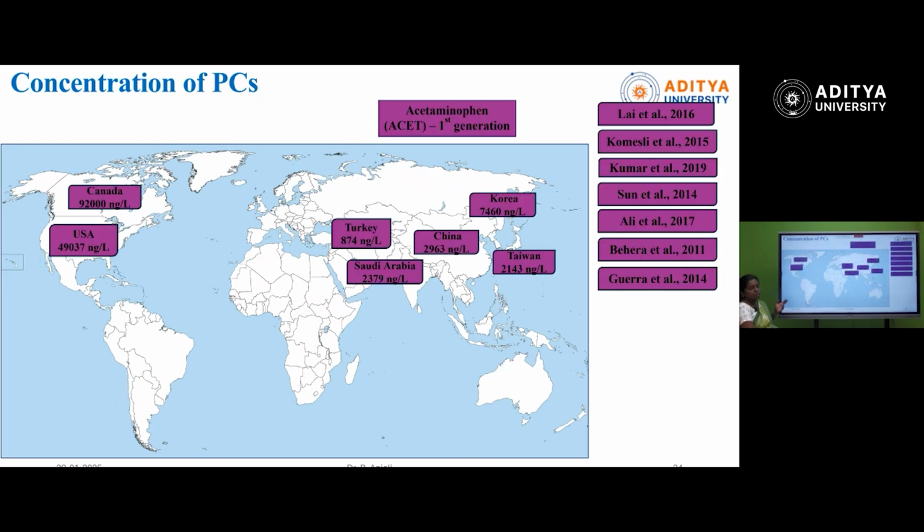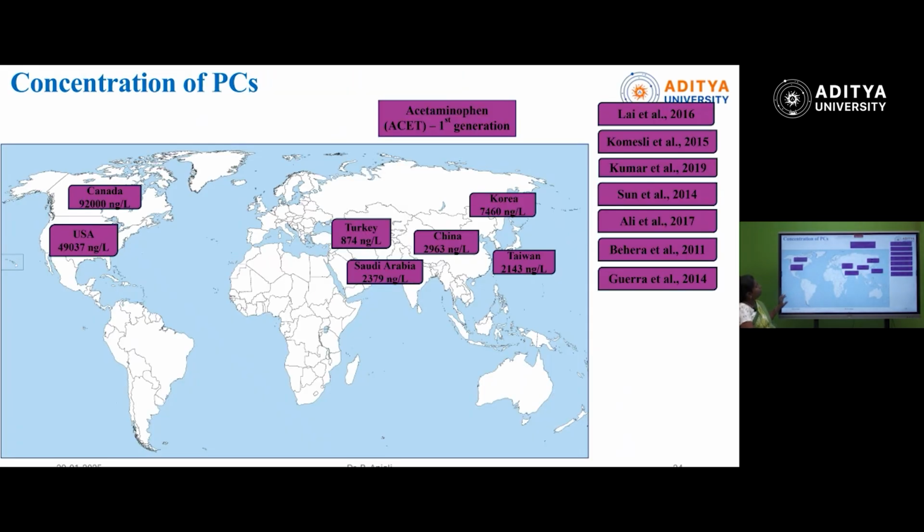Next one. So I said acetaminophen is also called paracetamol. Paracetamol you can see in different places. What is the concentration here? 92,000 and 49,000 nearly in the USA. So this concentration is high. Okay. This is the first generation of analgesic.